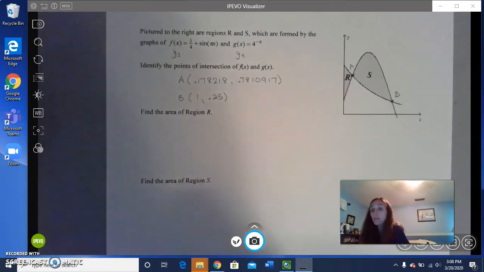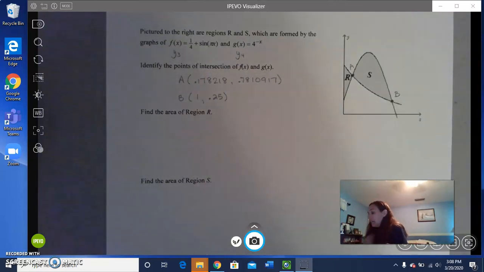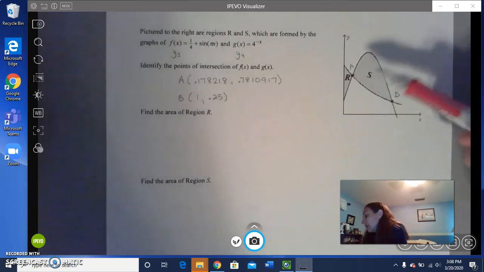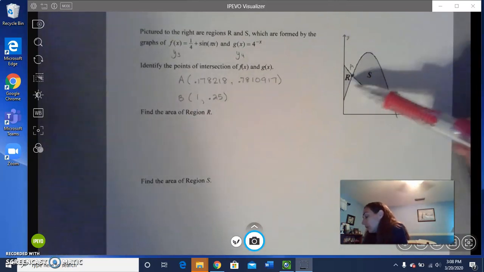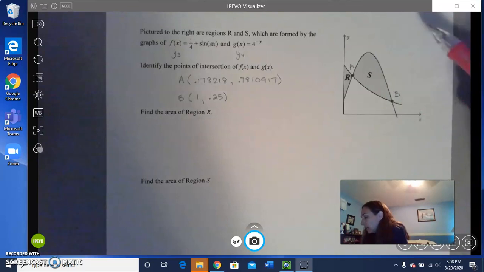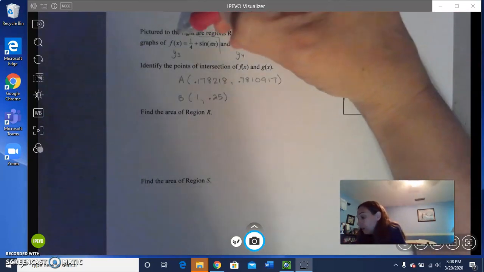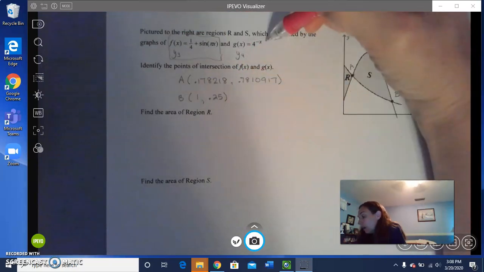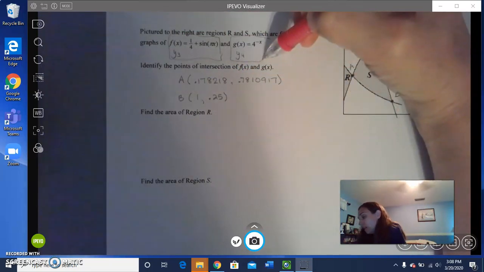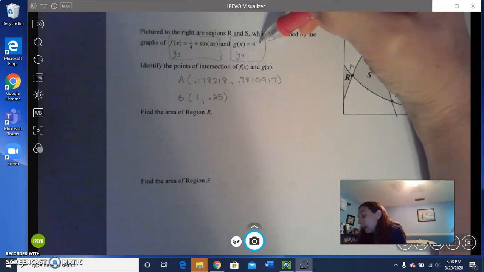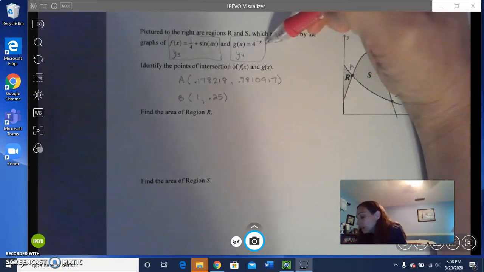All right, we're ready to start the back of your handout, or the second page, page 638. And this graph's a little bit more interesting because we have a little bit more going on for these regions R and S. So I went ahead and entered into my calculator as y3 the f of x that they gave us, and as y4 the g of x that they gave us. Make sure you have a negative in the exponent spot for your g of x.